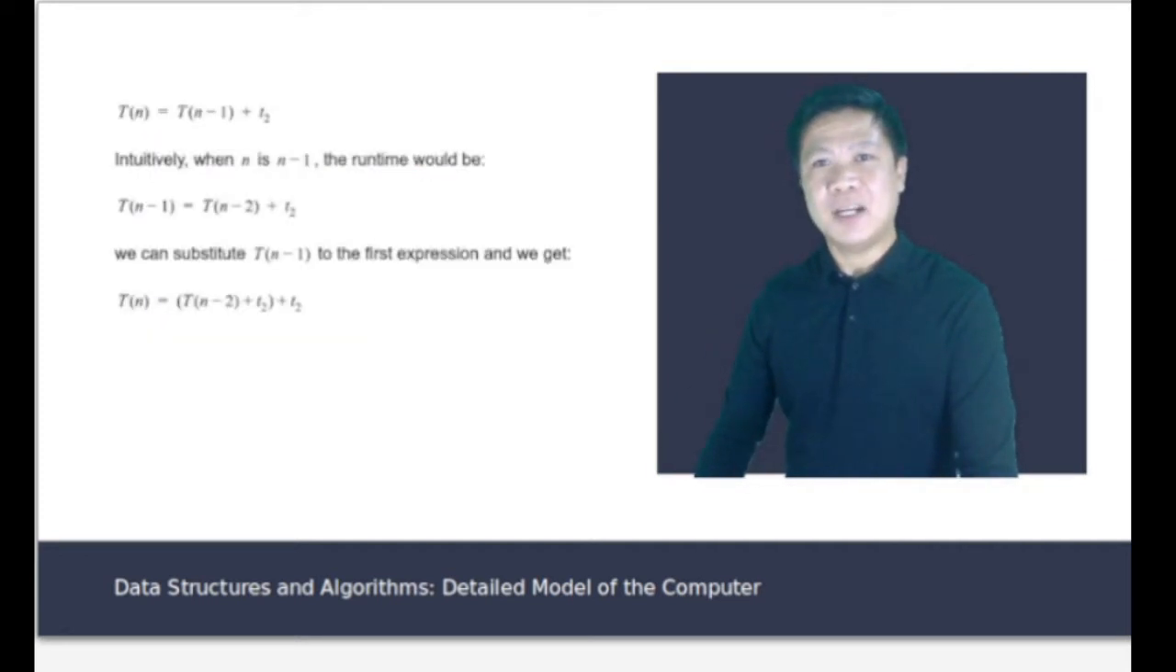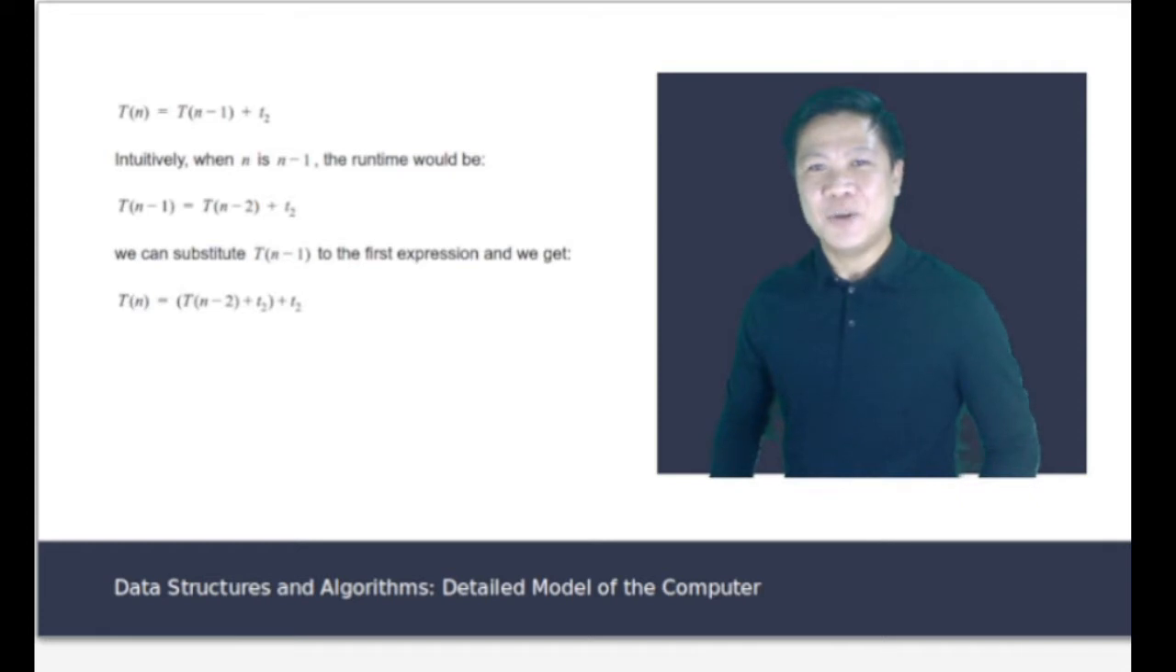In our example, recurrence occurs when n is greater than 0 and we have C of n gets C of n minus 1 plus t sub 2. Intuitively, when n is n minus 1, the runtime would be C of n minus 1 is C of n minus 2 plus t sub 2. We can substitute C of n minus 1 into the first expression and we get C of n gets C of n minus 2 plus t sub 2 plus t sub 2.